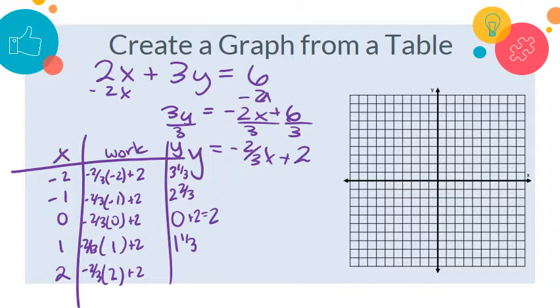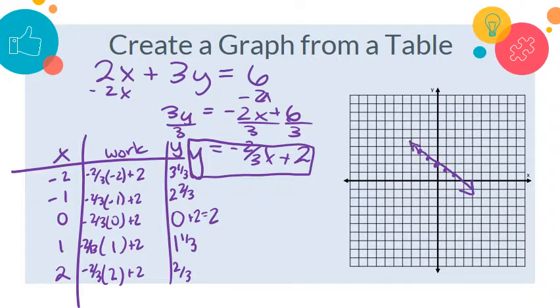Negative 2/3 times 2 would be negative 1 1/3, plus 2 would be 2/3. What matters is this should look like a line, right? This is the equation of a line, so it should work out nice and simple. At -2, 3 1/3, so 3 and a little bit. At -1, 2 2/3, just almost 3. At 0, 2. At 1, 1 1/3, so 1 and a little bit. At 2, 2/3, which is almost 1. If I look, yeah, that worked out pretty nice.